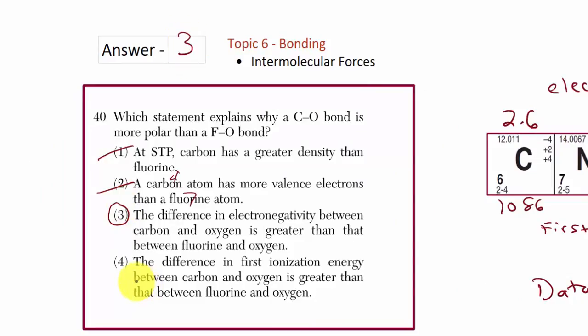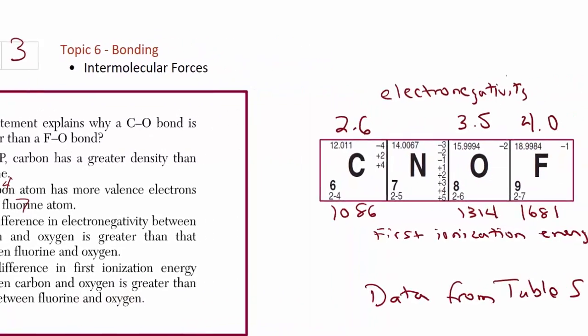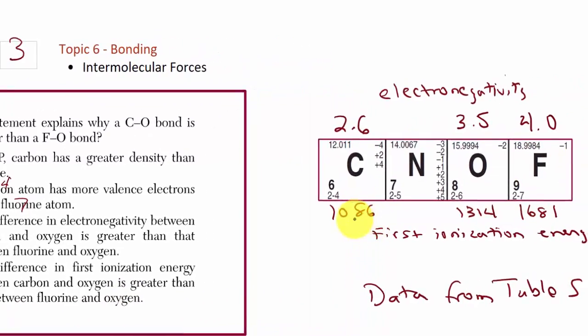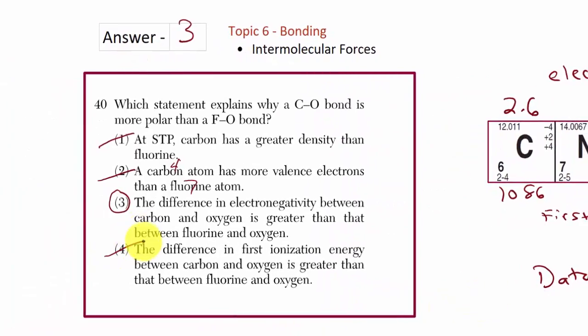But just to make sure, number 4, the difference in first ionization energy between carbon and oxygen is greater than that between fluorine and oxygen. This actually is not true. The difference between the carbon and oxygen is not going to be quite as great as the difference between the other two. So answer 4 is also a false statement. We're going to stick with answer 3.